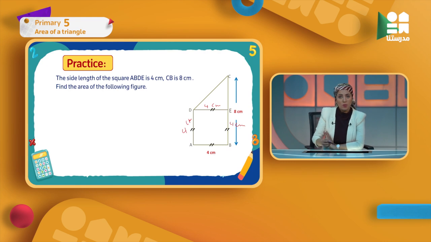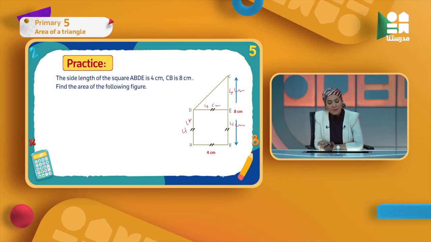So CB, the whole side on the right, is 8 centimeters, which means that if BE is 4 centimeters, then EC is also 4 centimeters. Okay, I want you to find the area of the following figure.